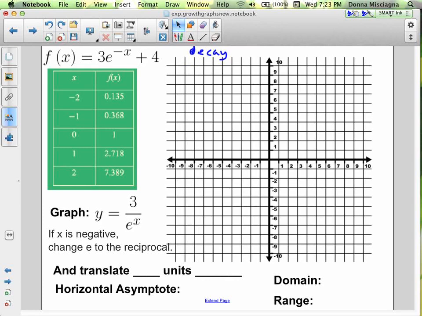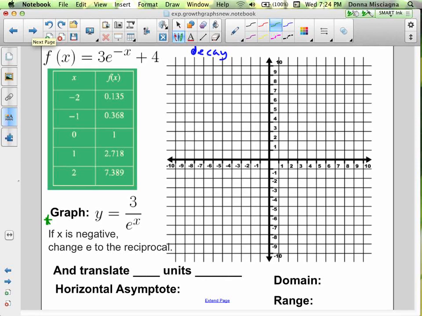All right, so now we're going to rewrite that as y equals 3 divided by e to the x. Remember that exponent only applies to what's directly in front of it, so that negative only applies to the e. All right, so just as a reminder, and this should all be in your notes, if x is negative, change e to the reciprocal. If that's not in your notes, then add it, but I think it is.